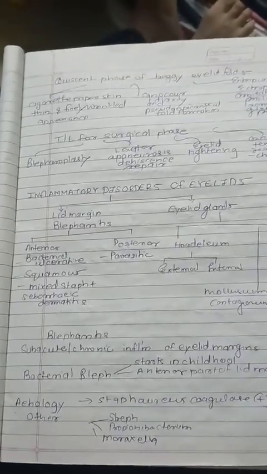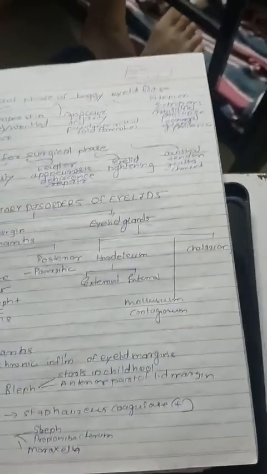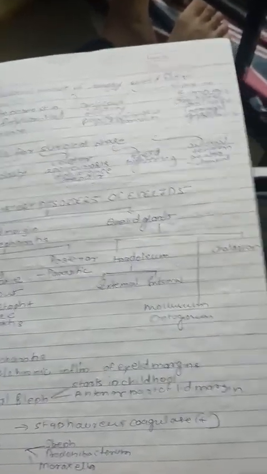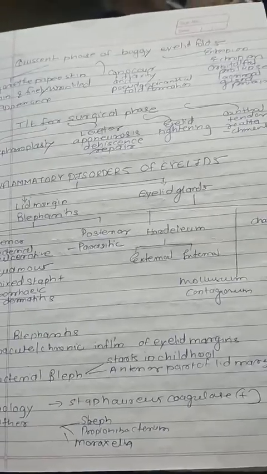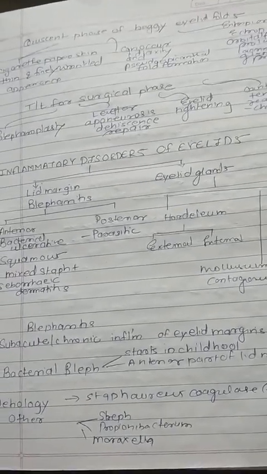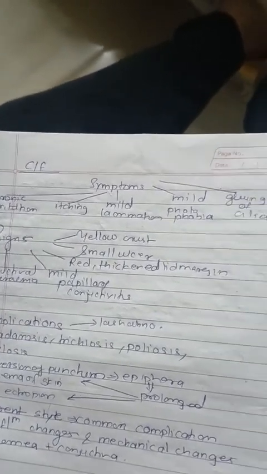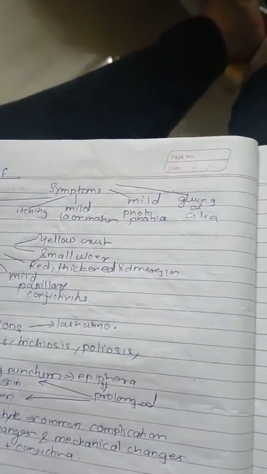Now let's talk about bacterial blepharitis. It starts in childhood, and the anterior part of the lid margin is targeted. The main etiology is Staphylococcus aureus, coagulase positive, Streptococcus, Propionibacterium, and Moraxella. Talking about the clinical features, symptoms include chronic irritation, itching, mild lacrimation, mild photophobia, and glueing of cilia.